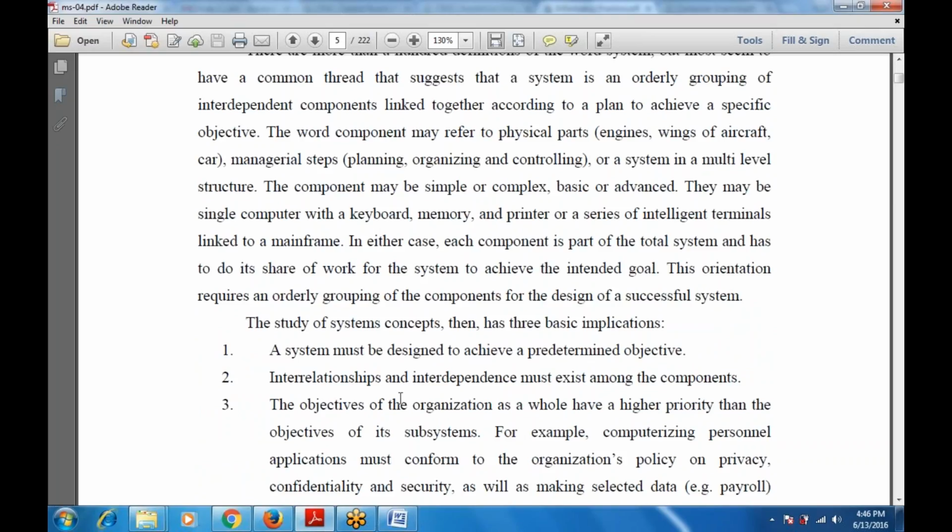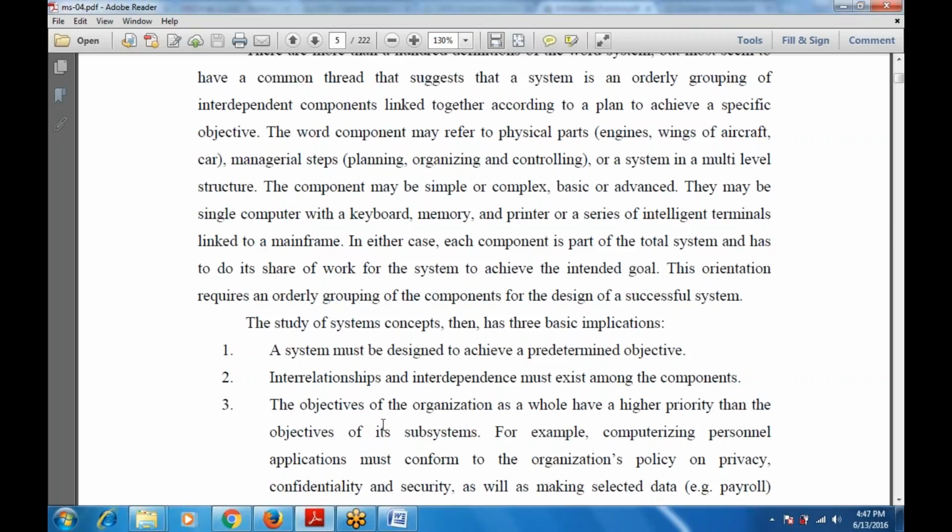Based on this theory, there are three implications of the system concepts. What are the three implications? One is that a system must be designed to achieve a predetermined objective.